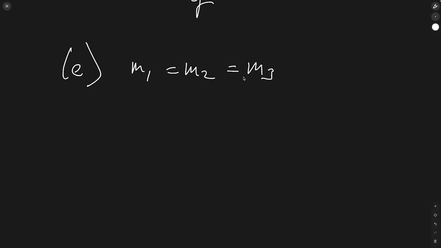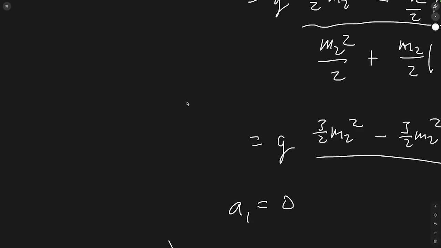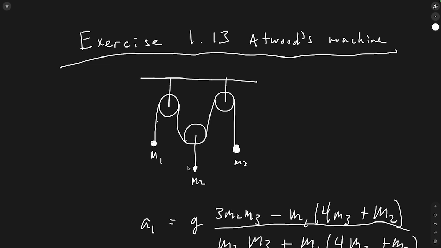So now we have M1, M2, and M3 are all the same, right? So what would happen to A1? Well, I do think that M2 will try to pull this down, right? And pull this up. M3 will try to pull this up, which will contribute to this being pulled down, right? So I think it'll go up by maybe 2G or something like that, right? So let's see.